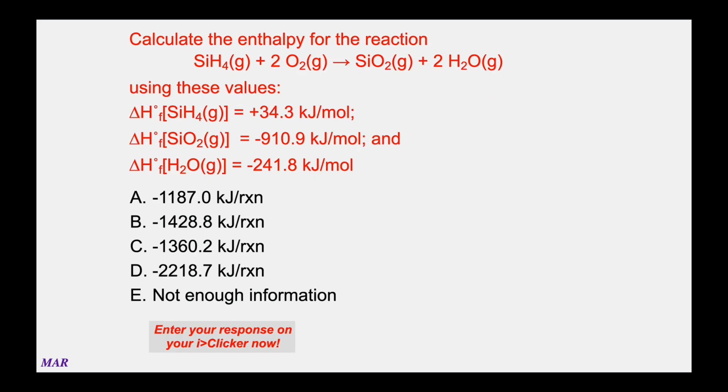This is a reaction where we're taking silane, SiH4, reacting it with oxygen to make silicon dioxide and 2 waters. And it gives you some delta HF, some heats of formation values there.